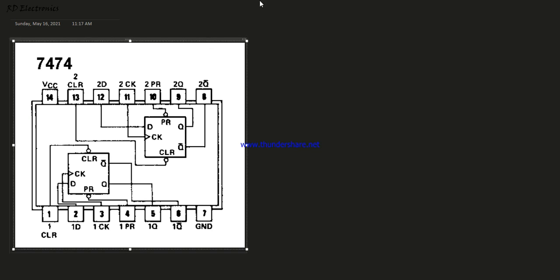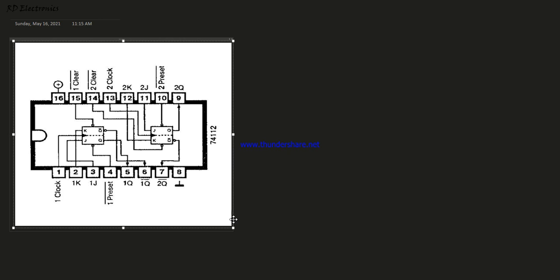Now this is 7474. This is a dual D flip-flop. This pin is the D input. This is the clear input. This is the clock input, this is the preset input. This is Q bar, and this is the first Q and Q bar. This is the ground pin. This is the second D flip-flop. This is the D input, this is the clear input, this is also the clock input, and this is the preset input. This is Q and Q bar. This 7474 is a dual D flip-flop.